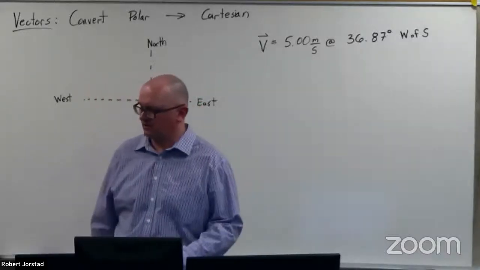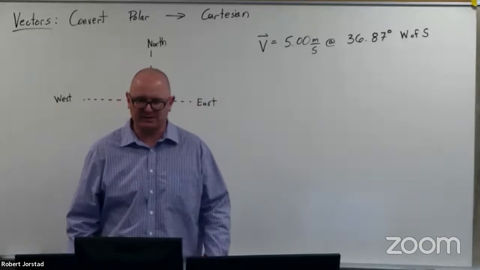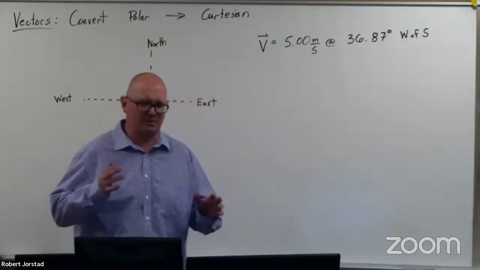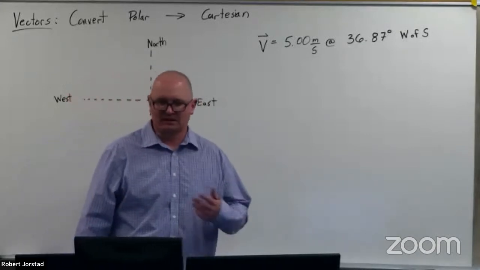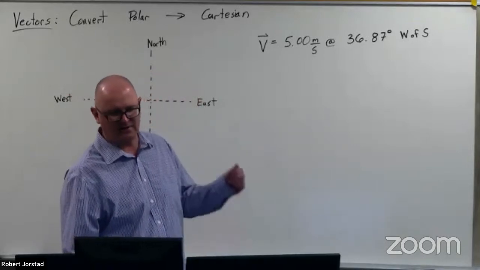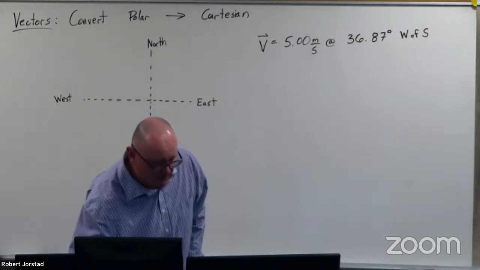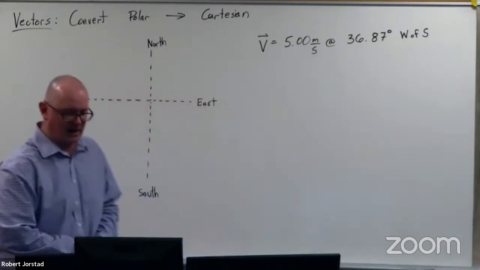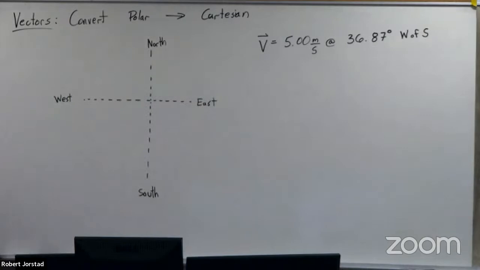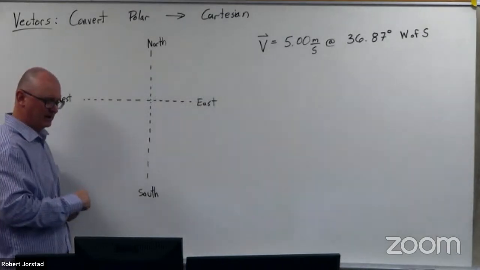Okay, in the last video, we talked about how to write vectors. I showed you a bunch of numbers, but I didn't tell you where they came from. Let's go into that by talking about how you convert from polar to Cartesian. Then in the next video, I'll show you how to go from Cartesian to polar. And as needed, I'll try to talk about 3D vectors at some point.